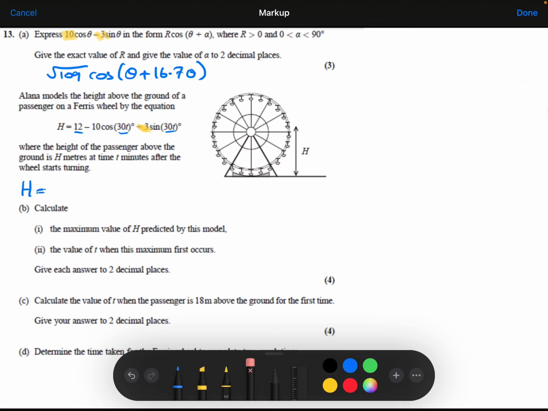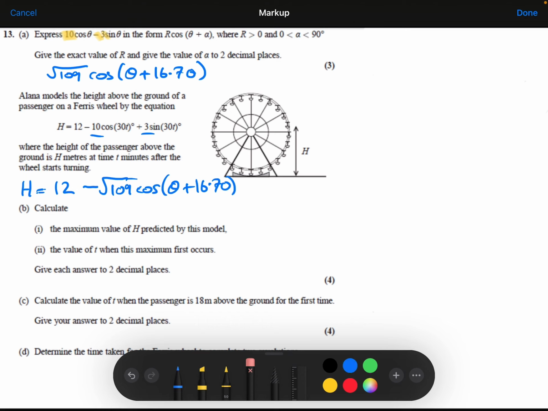So yeah, let me rewrite this model. I'm going to rewrite this 12 minus 10 cos 30t plus 3 sine 30t. We've got the 12 at the front, that's for sure. Now I would usually want to just write out what I found in part A. But like I said, I know that that creates a plus 10 and a minus 3. So if I put a minus at the front there, that's going to create a minus 10 and a plus 3. It's going to flip those signs around like I needed.